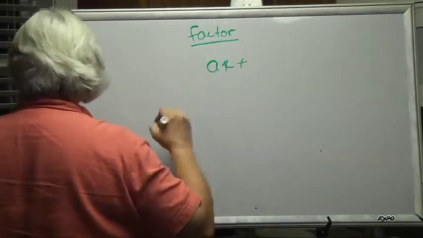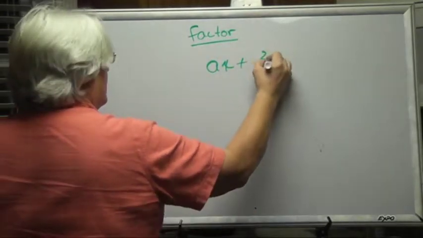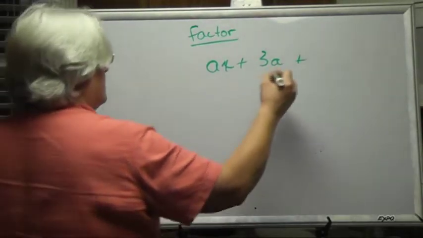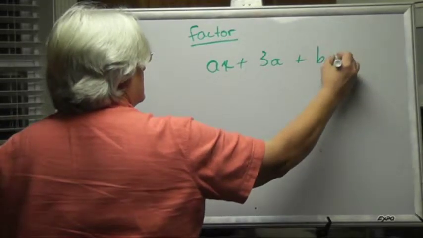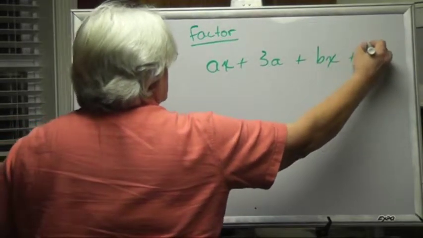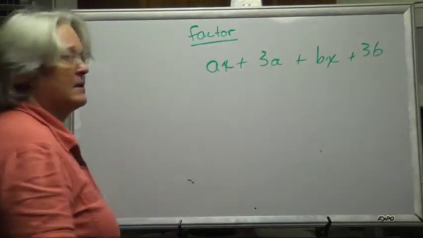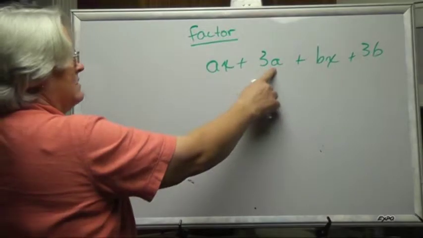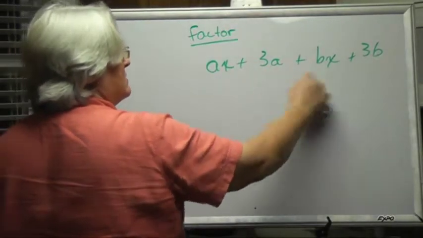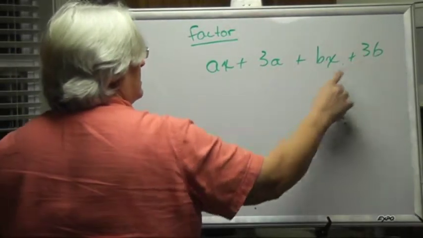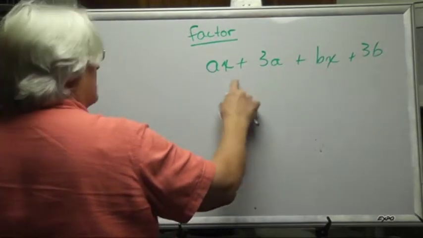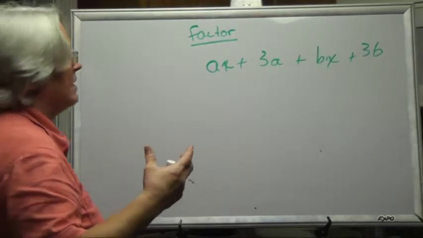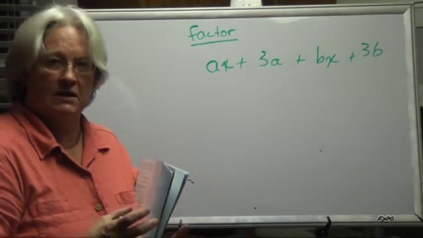We're going to factor ax plus 3a plus bx plus 3b. Now let's look and see what we might have in common. We've got two a's, two x's, two 3's, and two b's. So now we have to decide how we're going to group these things together.